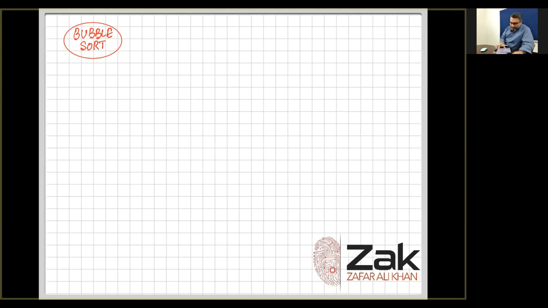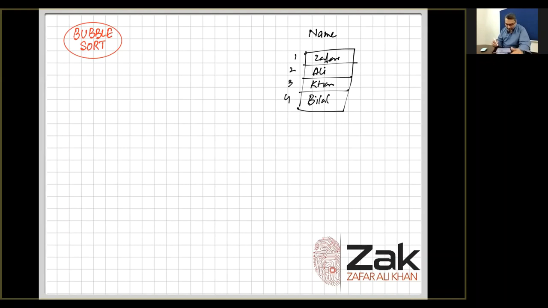So let's say I have an array named name which has 1, 2, 3, and 4 values. The first value is Z with Zafar, then we have A with Ali, then K with Khan, and then B with Bilal. Now we want to sort it. This is unsorted, and once sorted, Ali would come first, then Bilal, then Khan, and then Zafar. So this transition from this to this means unsorted to sorted. This is what we are going to do.